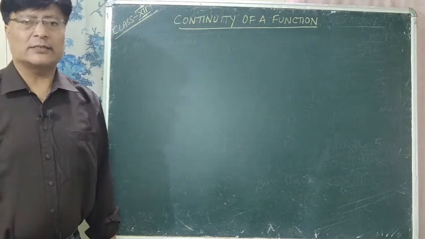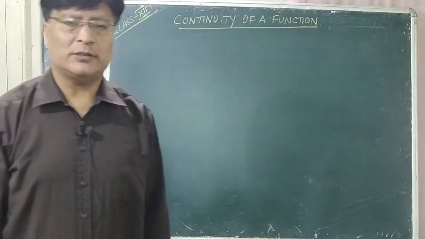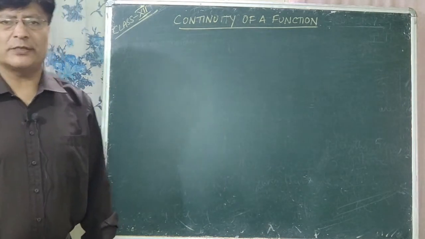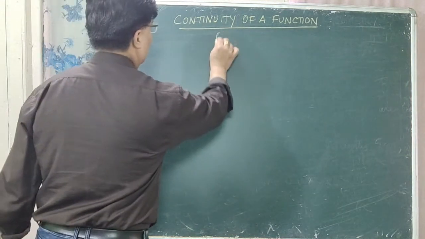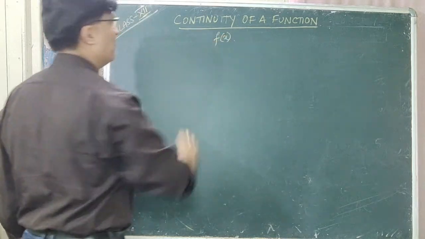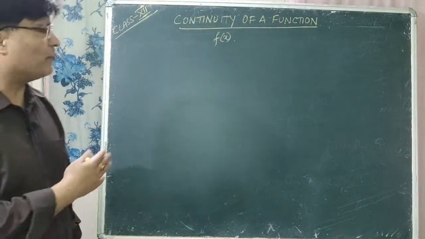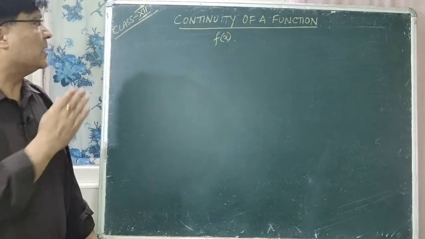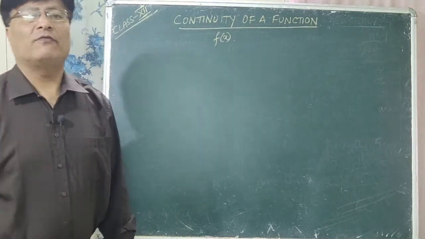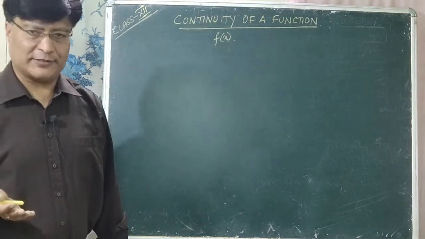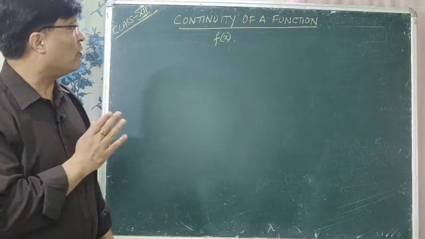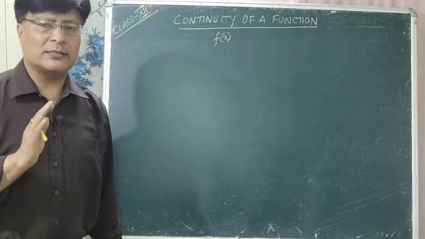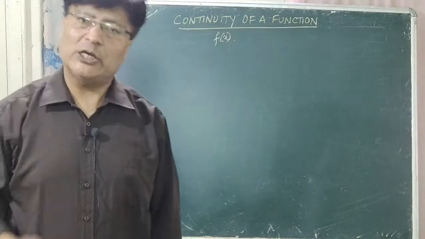So today we will start continuity of a function f of x. Usually you know that a function is represented by f of x. A function is denoted by f of x. That is, any expression in terms of x is expressed as a function f of x. Before I explain continuity of a function, let us draw the graph of some equation.